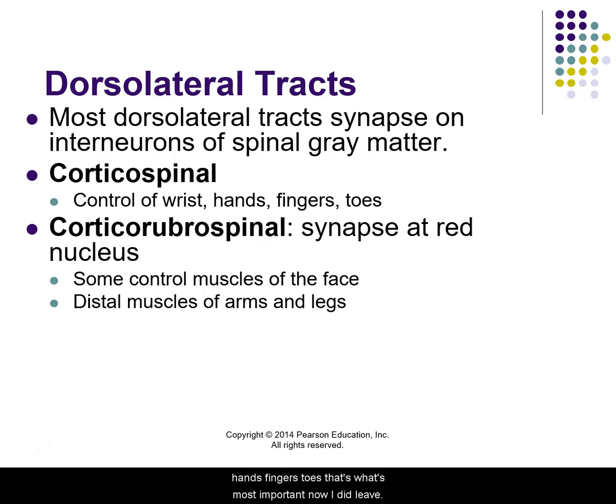That's what's most important. Now I did leave for the second term there, synapse at red nucleus, and I left that there on purpose because rubro means red, and so that's why it's a corticoruberospinal dorsolateral tract. All right. So when you see that, you just say, oh, the corticoruberospinal, that passes through red nucleus. Okay? The corticospinal does not pass through red nucleus. So what does it do? Controls muscles of the face and then also distal muscles of arms and legs.